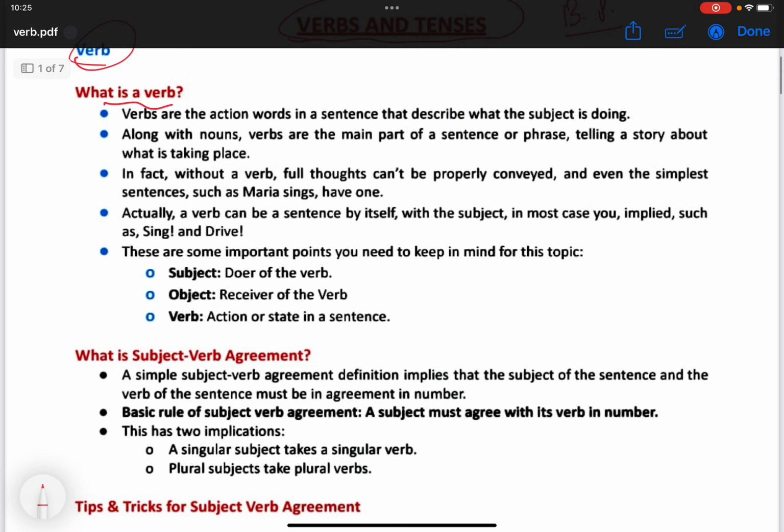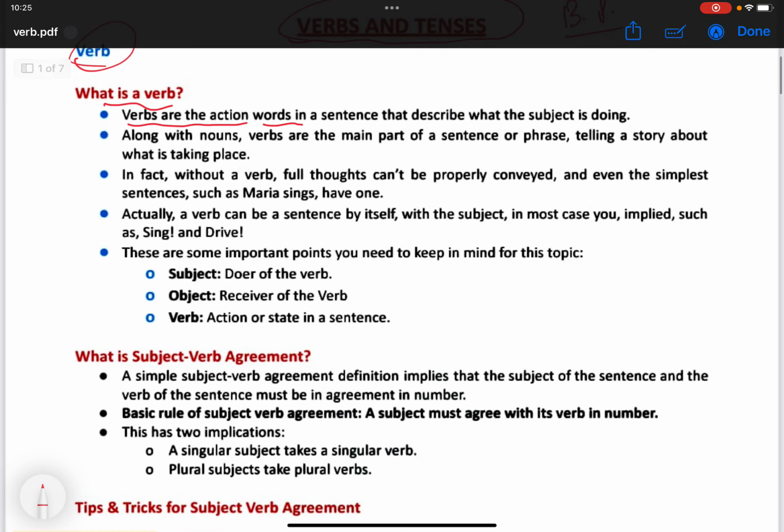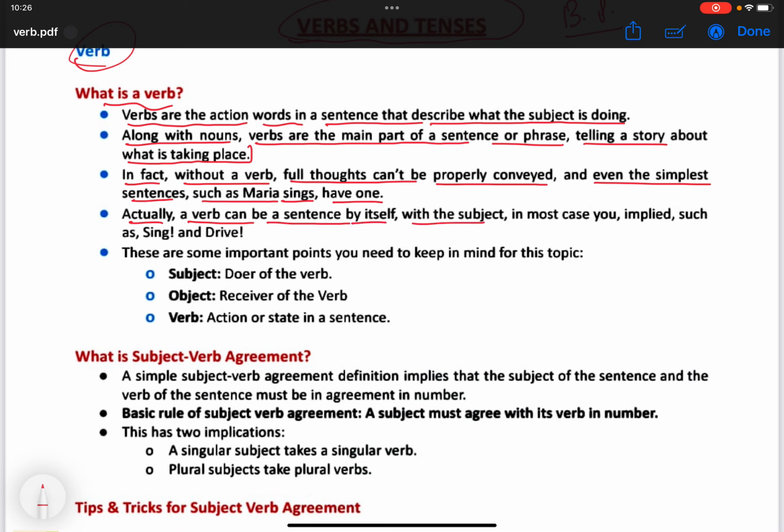Verbs are the action words in a sentence that describe what the subject is doing. Along with nouns, verbs are the main part of a sentence or phrase, telling a story about what is taking place. In fact, without a verb, full thoughts cannot be properly conveyed, and even the simplest sentence, such as Maria sings, has one. Actually, a verb can be a sentence by itself, with the subject in most cases implied, such as sing and drive.